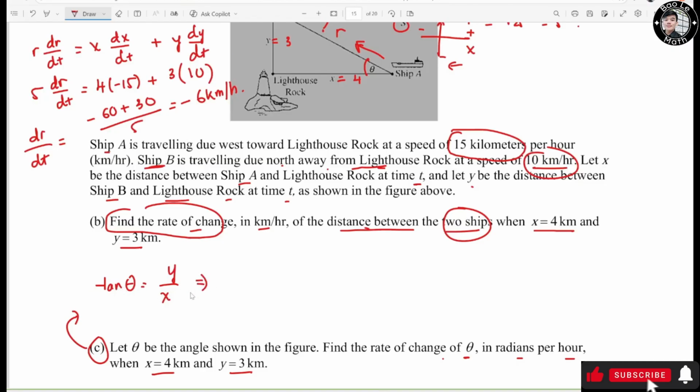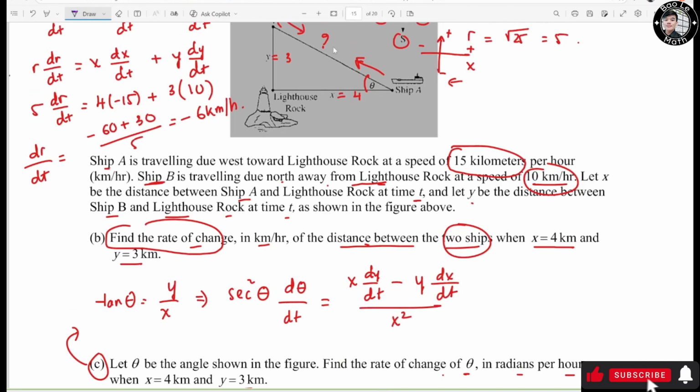So the derivative of this one turns out to be secant squared theta times d theta over dt, equals, and I'm going to use the quotient rule for this one. So it's going to be the derivative of y, which is dy over dt, multiplied by s, so s dy over dt, subtract the derivative of s, which is ds over dt, multiplied by y, so y ds over dt, divided by s squared.